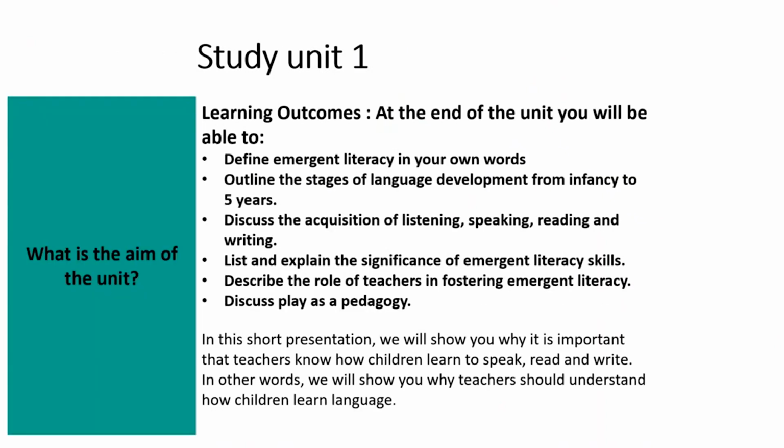Now let us come to study unit 1. What is the aim of this study unit? Now, as I indicated at the beginning, you are going to get the learning outcomes. The learning outcomes indicate what you are supposed to understand at the end of the unit. For this unit, you will be able to define emergent literacy in your own words, outline the stages of language development from infancy to 5 years, discuss the acquisition of listening, speaking, reading, and writing.